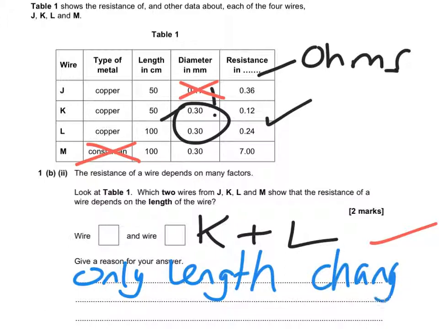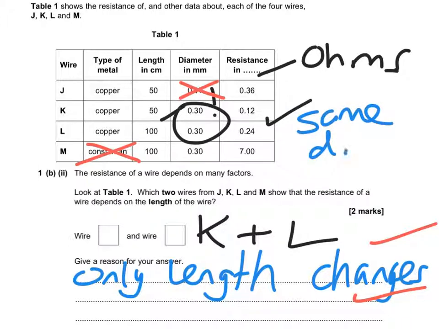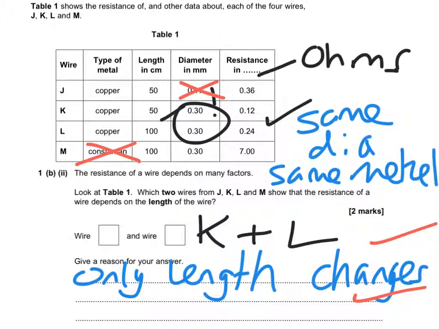is what the mark scheme is actually looking for, but I personally think that the logic that you use to get there is that they have the same diameter, which I could put DIA, you know that means diameter, and they're also the same metal. That's how we knew which ones to choose.